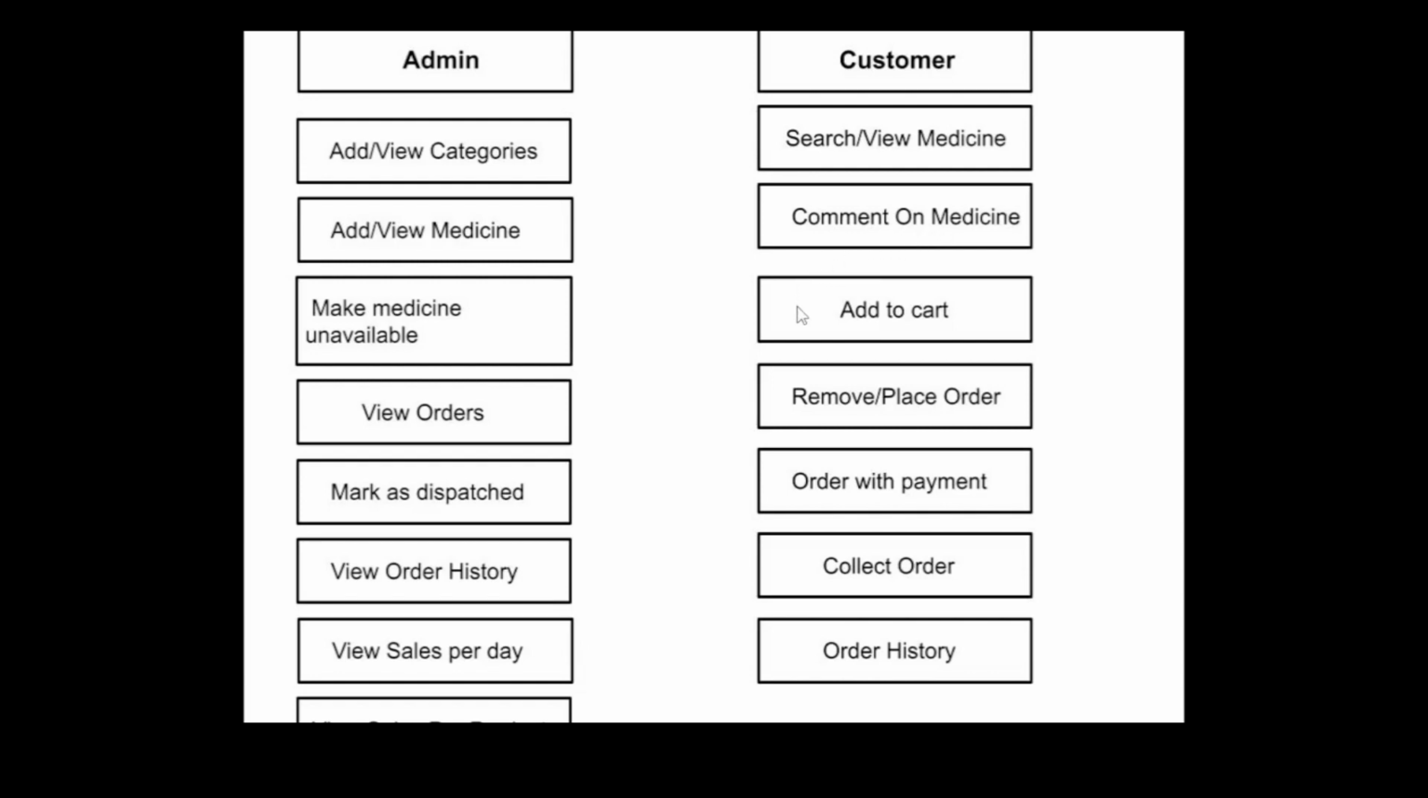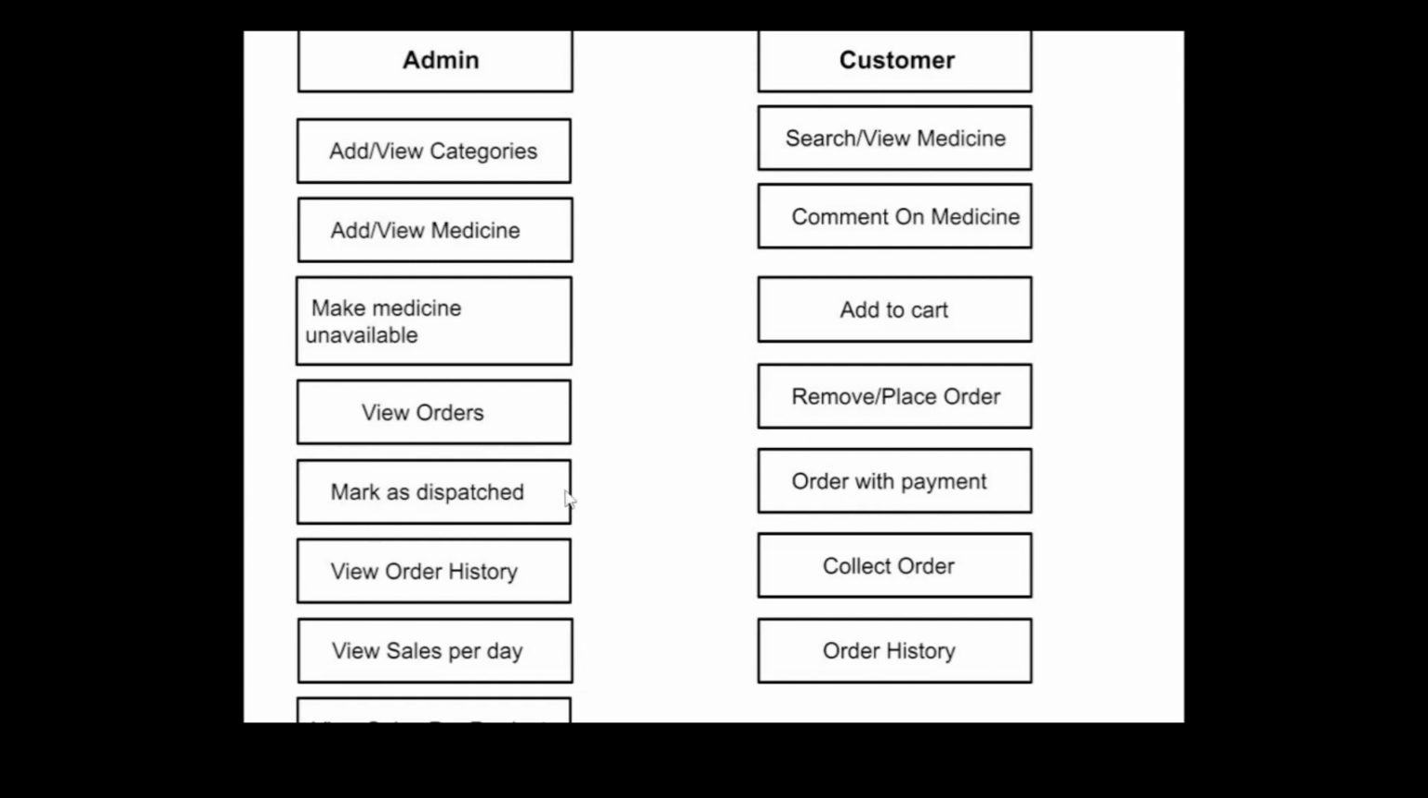If the customers find the medicine they are searching for, they can add the medicine into the cart. From that cart, they can remove the item or place the order with the payment. They have to pay the relevant payment and place the order. This particular order will be sent to the admin. Admin can view the orders there. After viewing the orders, admin will mark the order status as dispatched.